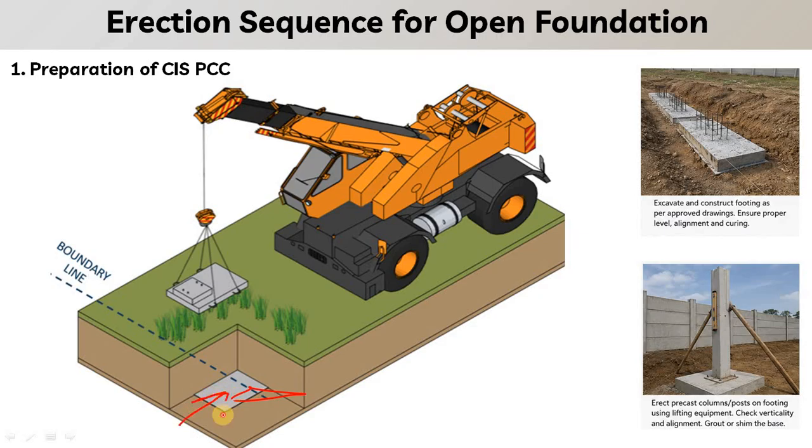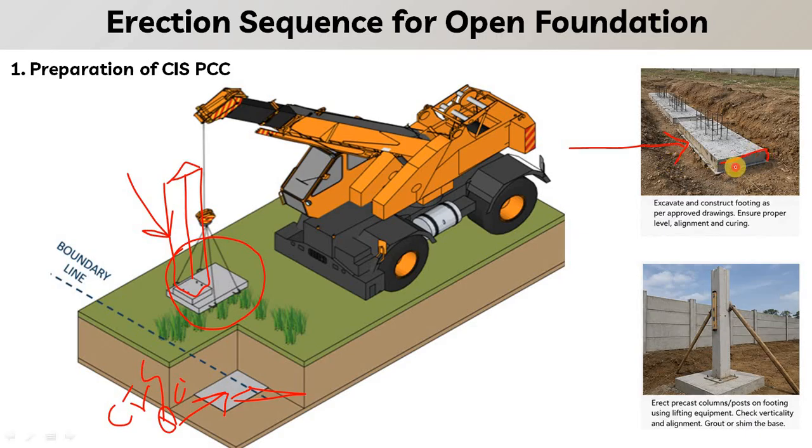So here you can see this base will be cast in situ PCC, okay, and then you can see this is the precast column base, or we can say this is the precast column foundation, and then the precast column will be rested above this, okay. So this is the first step, we can see the preparation of the PCC. In this picture also you can see this is the cast in situ PCC on site, and some of the dowels have been projected out to connect the column, okay. So here you can see clearly that the column has been erected.